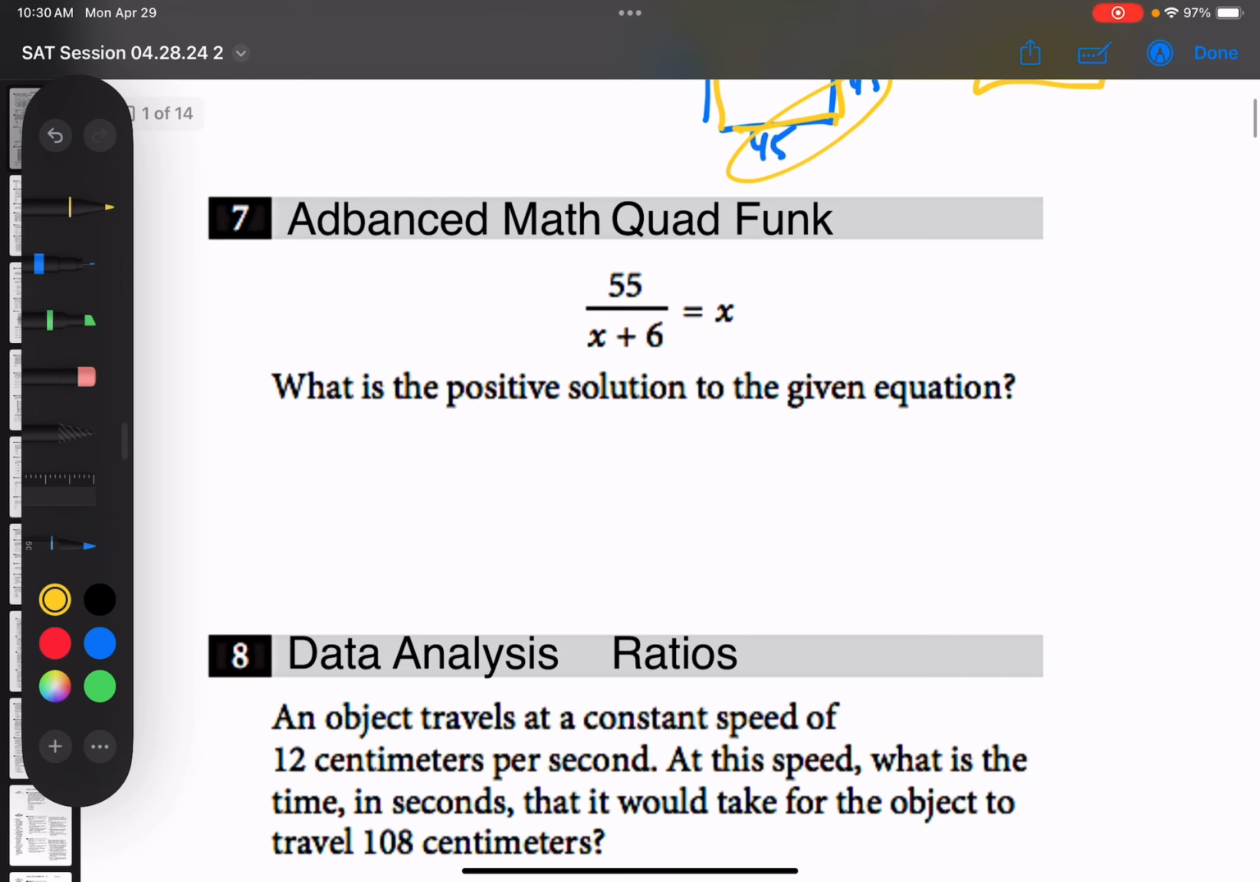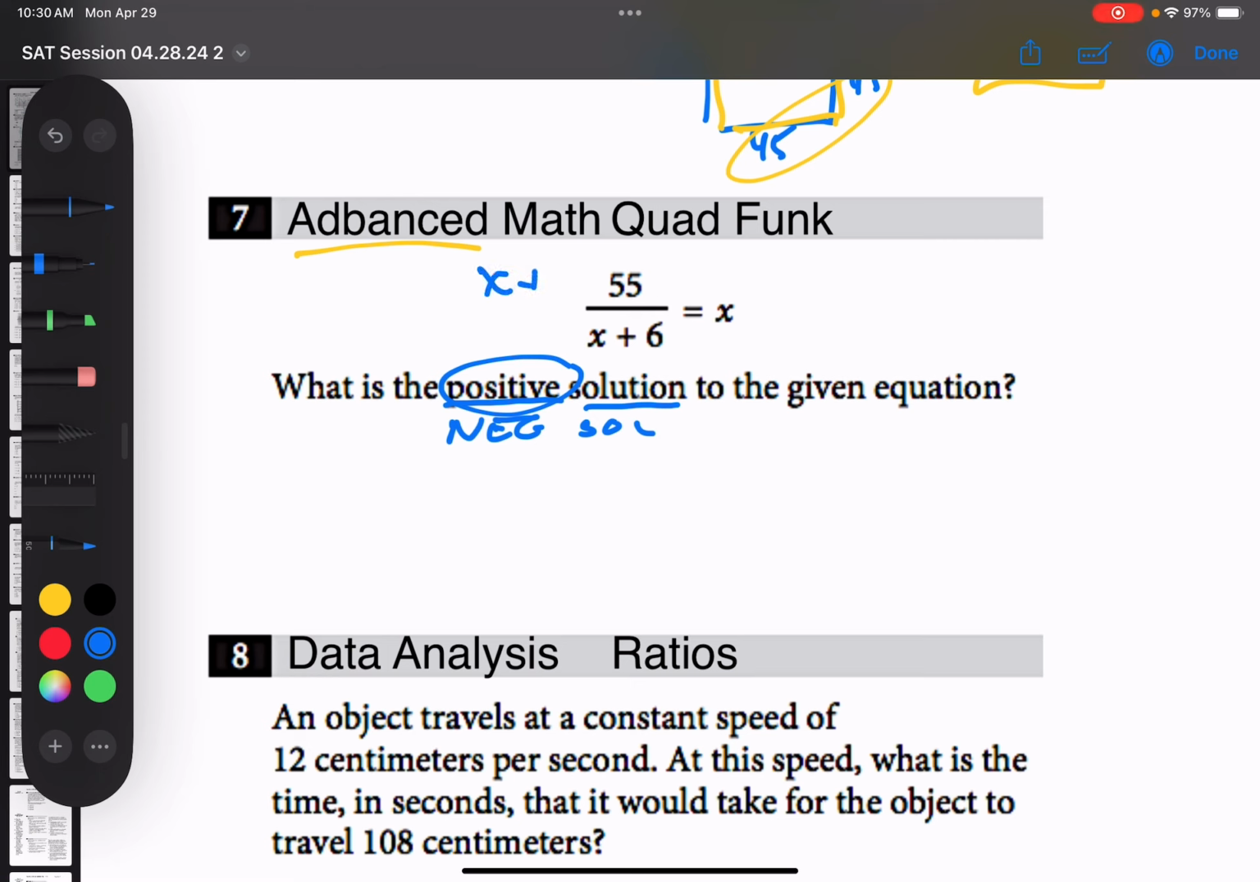Not too hard. Now we've got advanced math, quadratic functions. So let's go right into this. They ask, what is a positive solution? That means more than likely there's also going to be a negative solution, but they want the positive answer. So it's the first step with this equation they're showing us. We've got x plus 6 in the denominator. We want to get rid of fractions. So how do we get rid of that fraction?